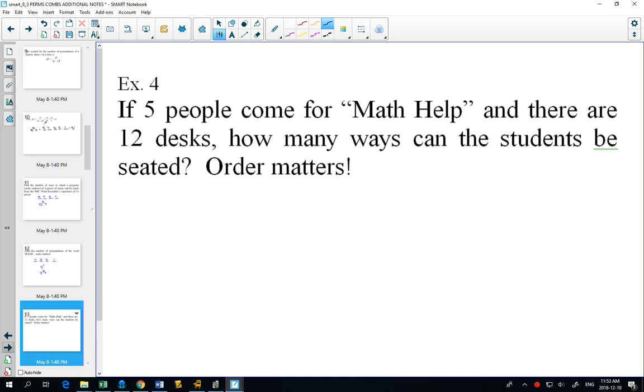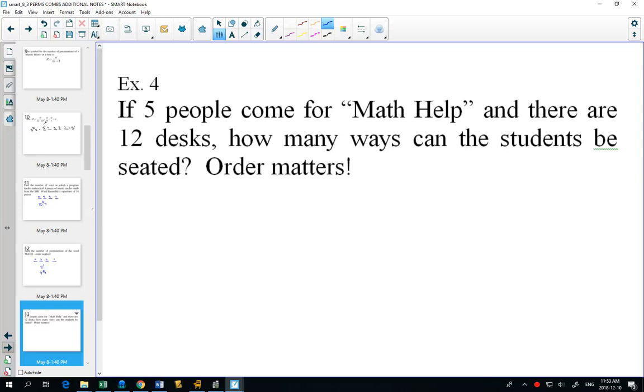So what makes this question hard is because 5 people come for math help and there are 12 desks. You like to put students into desks. That's what happens. Very rarely do you put a desk into a student, unless the teacher is very angry. But that doesn't happen very often. And there's rules against those kind of things now.